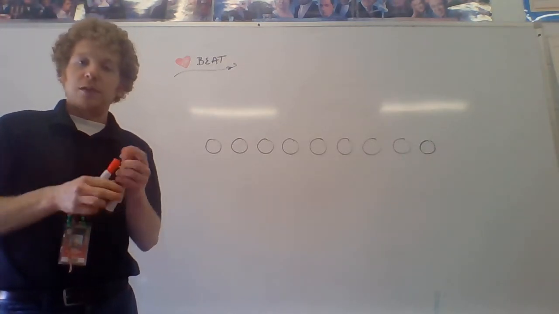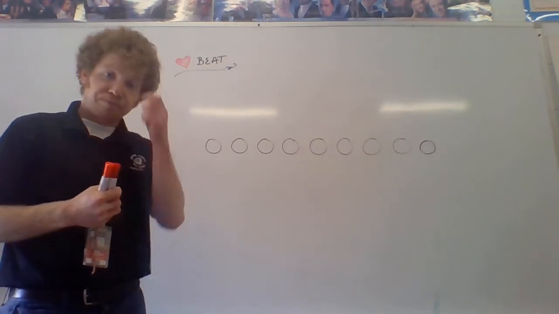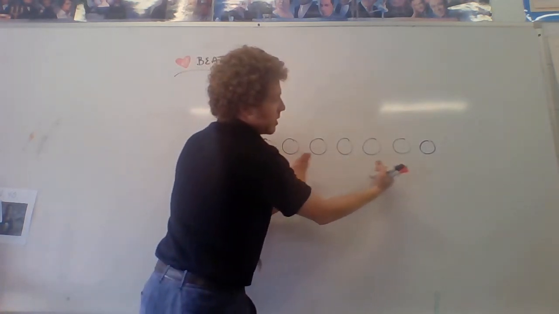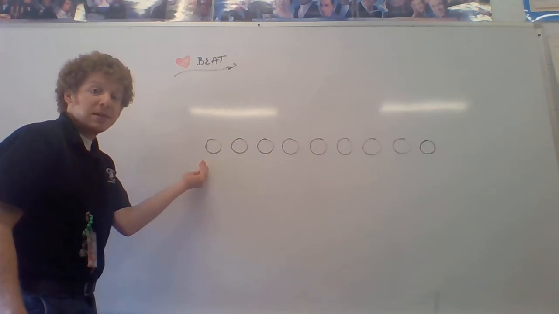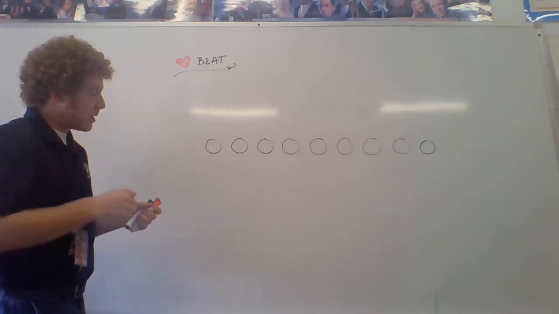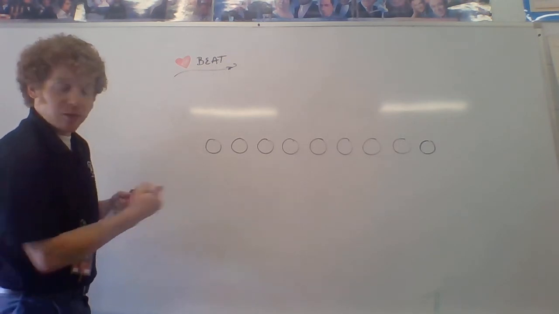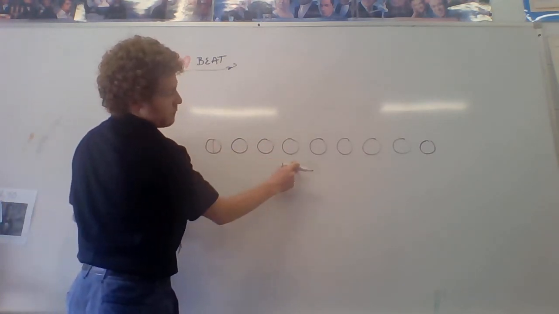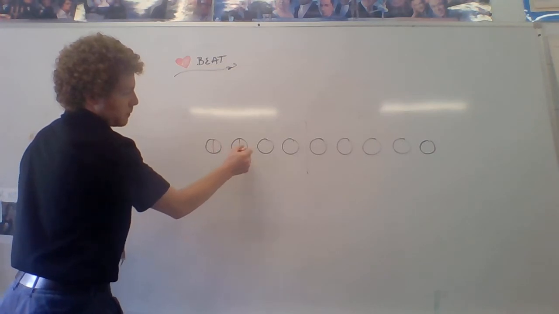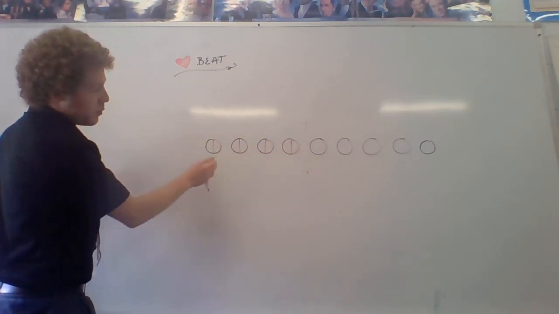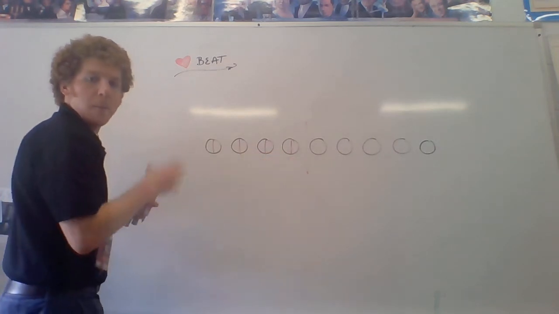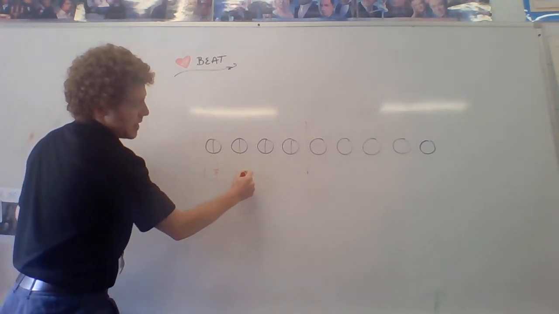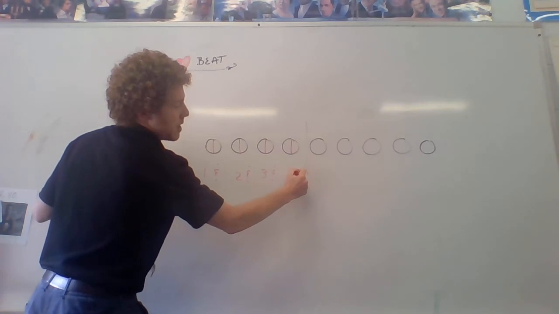Now, if you've ever heard the term subdivision, instead of grouping multiple circles into sections, we're going to take one circle, one beat, and split it up. So for instance, if this is a quarter note and we want to subdivide into eighth notes, we can divide that in half. If we're in 4-4 time, instead of just being 1, 2, 3, 4, this would be 1 and 2 and 3 and 4 and.